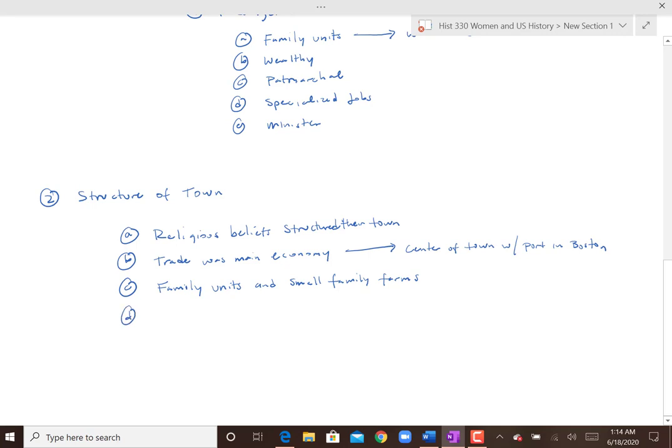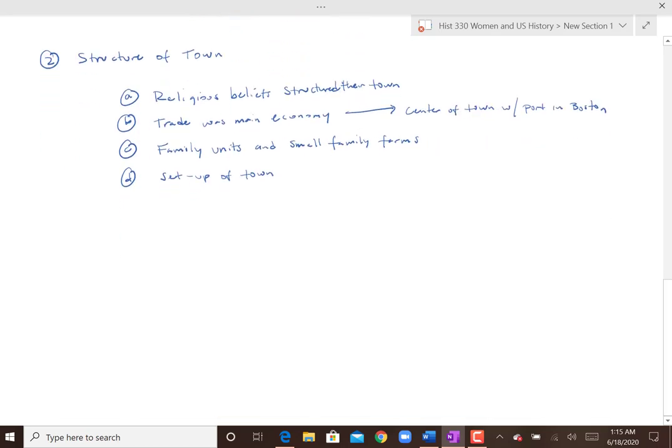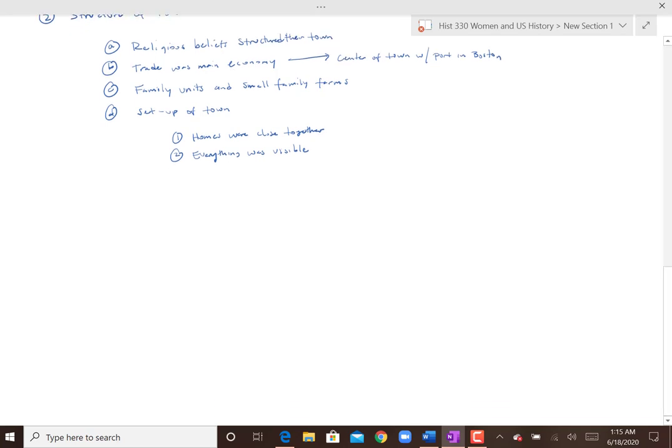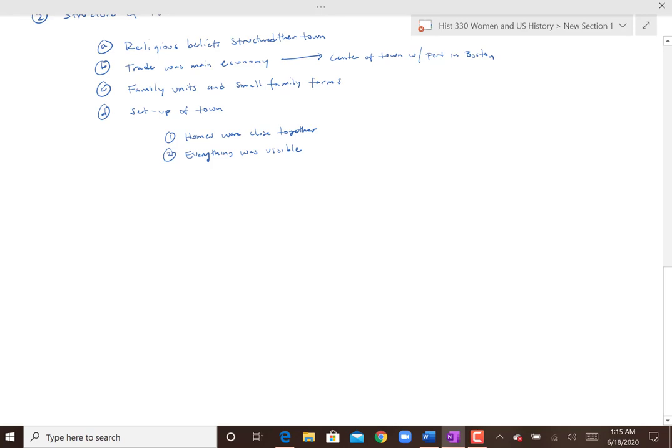The structure, or we'll say setup, of the town was super important as well. The key for the setup of town was that the homes were close together, and the goal was that everything was visible. Remember that John Calvin's view, which the Puritans kind of took with them, was the idea that people were inherently bad, and so you had to force them to be good. So one of the ways to do that was to be able to keep an eye on everyone, if you will. So I'm going to draw a little outline here.